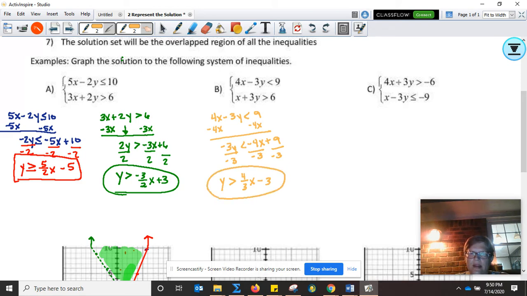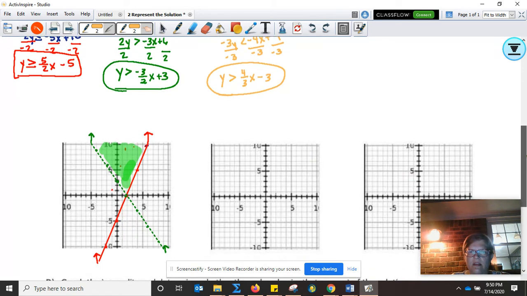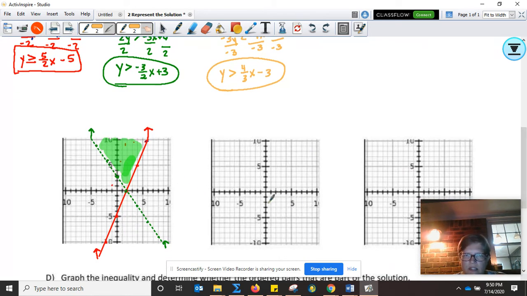So y is greater than 4/3 x minus 3. So let's graph that. 4/3 x minus 3. So I'm going to go down 3, and I'm going to graph my slope. Since it's positive, I'm going to rise 1, 2, 3, 4, and go right 1, 2, 3.